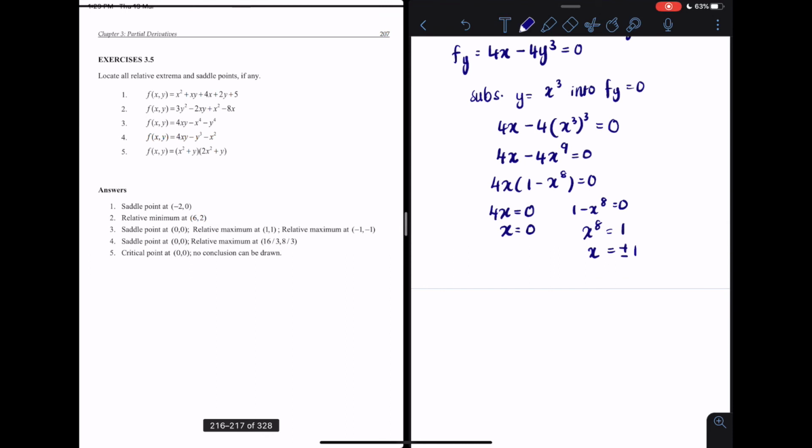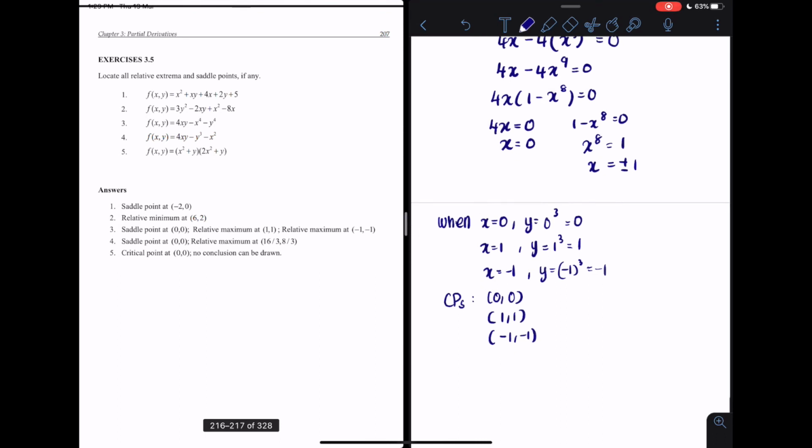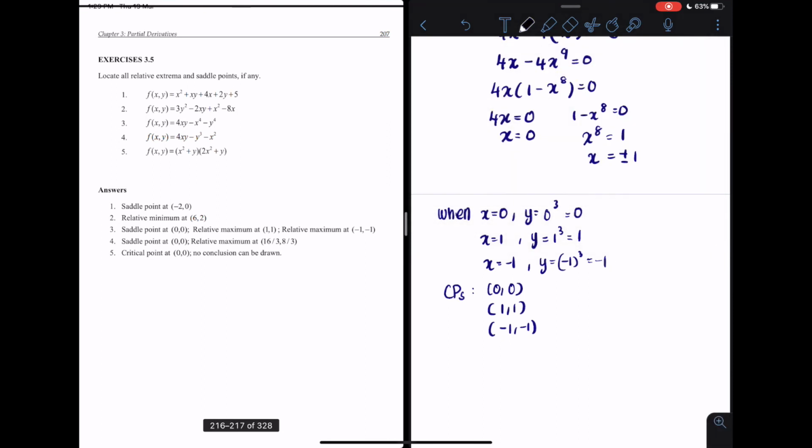At the same time, when x equal to 0, y equal to 0 cubed equal to 0. x equal to 1, y equal to 1 cubed equal to 1. x equal to negative 1, y equal to negative 1 cubed equal to negative 1. Therefore, there are 3 critical points: (0, 0), (1, 1), and (negative 1, negative 1). So you have settled the first step.